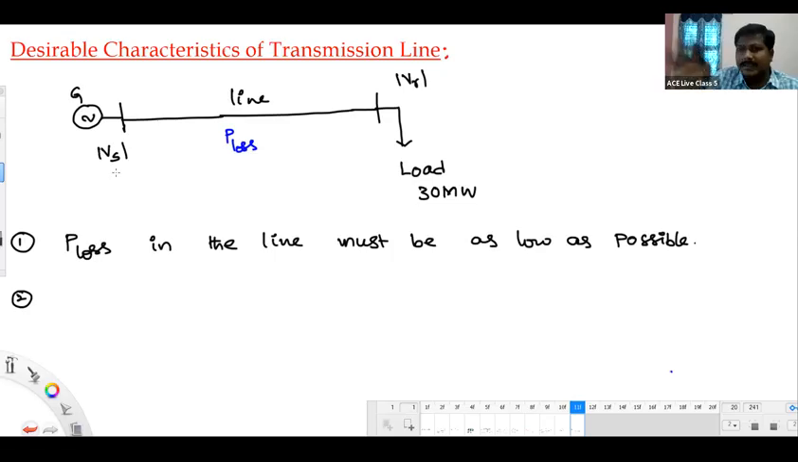In a general perspective, how will the receiving end voltage magnitude be compared to the sending end voltage? Generally less. Okay, so I'll say the same. Mod VR value will be less compared to mod VS. The receiving end voltage value will be less compared to the sending end voltage.